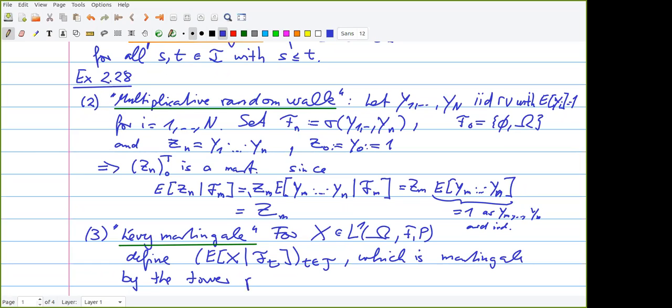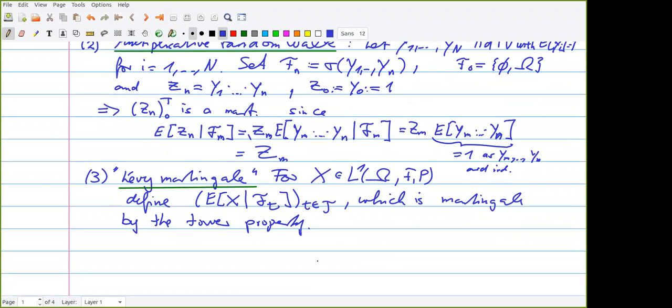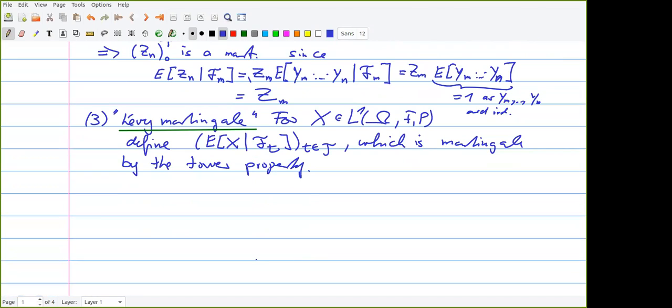Tower property of the conditional expectation, right? All right. Okay, so this is just to have some examples in mind. And now we want to study properties of martingales, and also of sub and super martingales, but in particular of martingales. So let's come to Lemma 2.29.